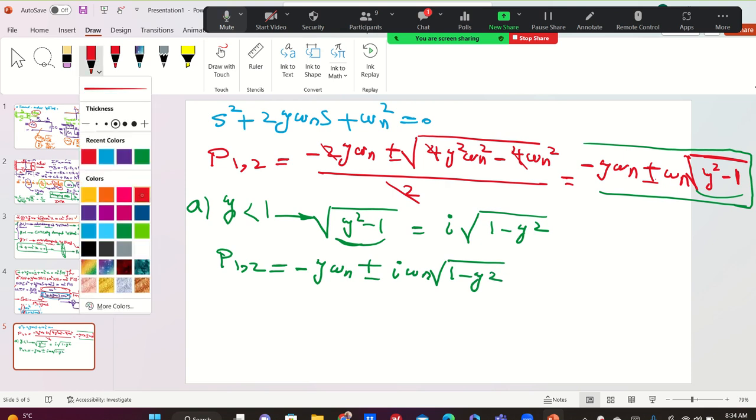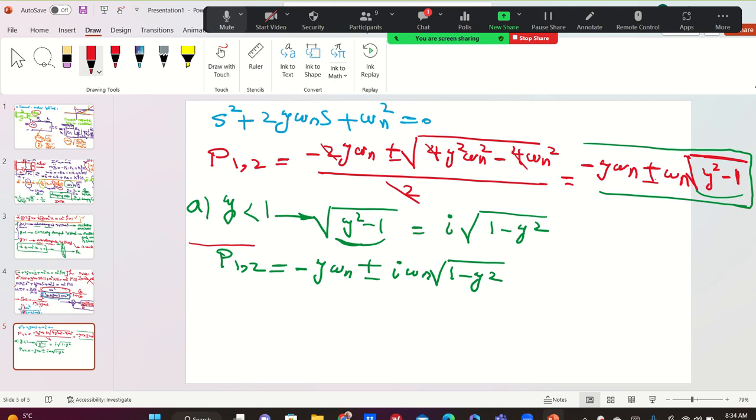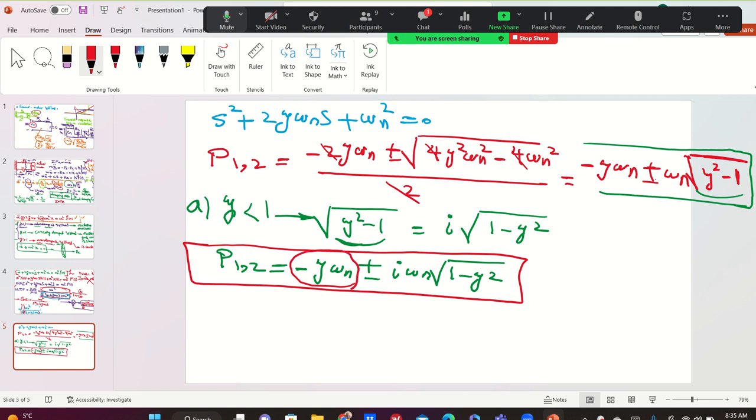I'm not done. Hold on. So you have two poles. Are the poles real numbers or imaginary numbers? Yes, it has a real part and an imaginary part.